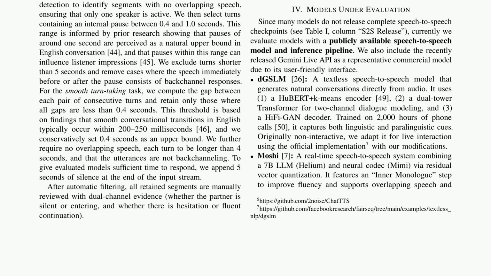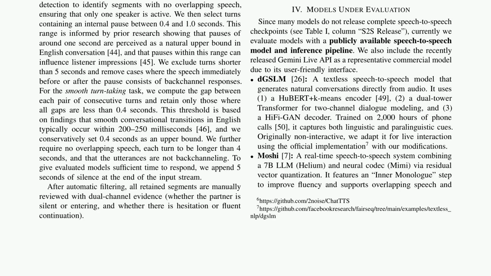DGSLM, a textless speech-to-speech model that generates natural conversations directly from audio. It uses a HuBERT plus K-means encoder, a dual-tower transformer for 2-channel dialogue modeling, and a HiFi-GAN decoder. Trained on 2,000 hours of phone calls, it captures both linguistic and paralinguistic cues. Their demo is non-interactive, so we adapt it for live interaction using the official implementation with our modifications.